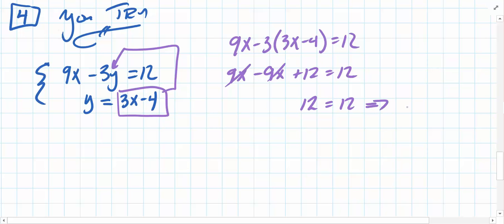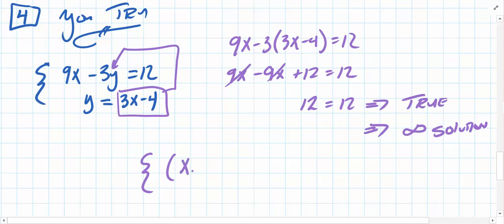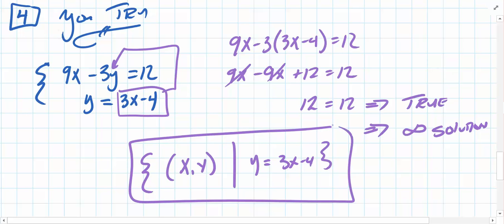So 12 equals 12, what does that mean? That's true, so what does that imply? That there are infinitely many solutions. Infinitely many solutions, very good. And how did you represent your answer? I represented it as x comma y such that y equals 3x minus 4. And you know what? That's totally acceptable. You don't need to put both in there, just one of them is fine.